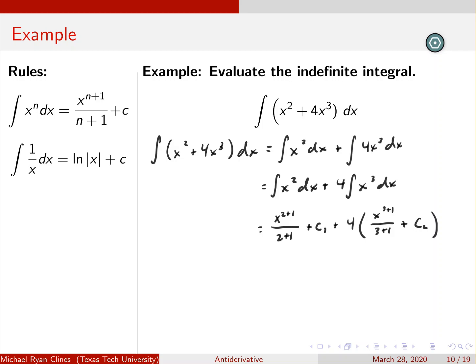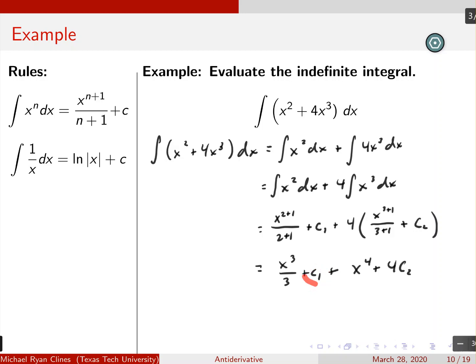Now, let's combine some stuff. This is equal to x cubed over 3 plus c1 plus. Now, here we have 4 times something divided by 3 plus 1, or 4. That's going to cancel. And we're going to be left with x to the 4th plus 4c2.